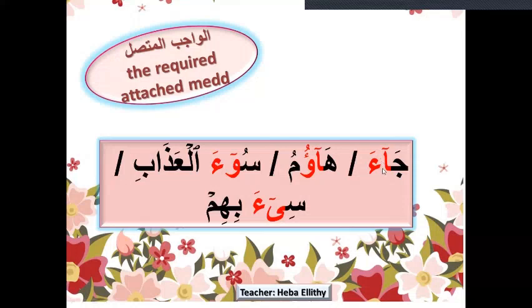جاء. So if I look here, I will find Hamza come after mad letter in how many words? In one word, same word. Like what? هاؤم, سوء العذاب. Here, سيء بهم. This is all examples for mad letter followed by Hamza in the same word. This is what? This is المد الواجب المتصل, the required attached مد.